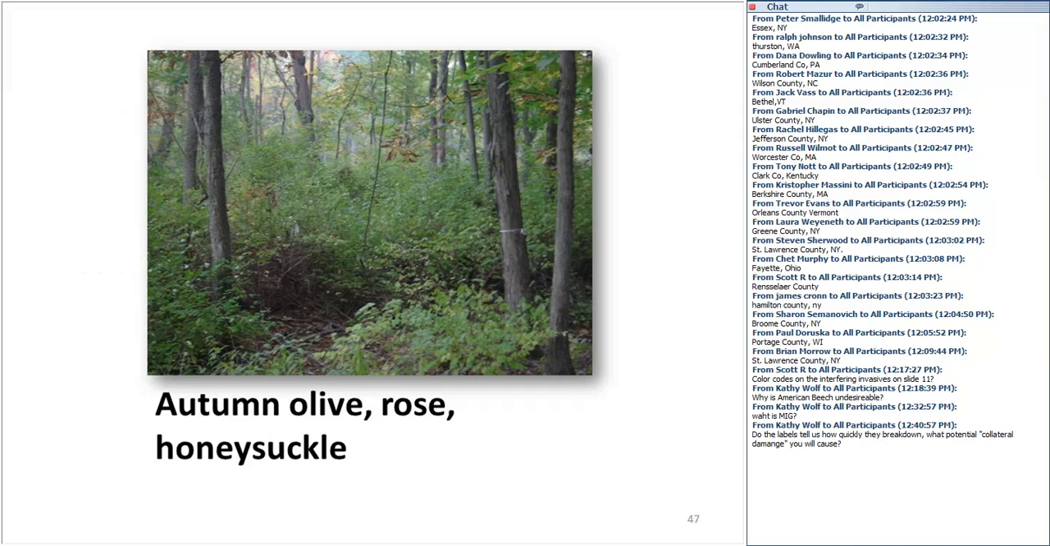So here we have an immature forest, woodlot. It's a hardwood area, some oak and some hickory, maybe a little bit of red maple. Average diameter is 10 or 12 inches. And there's a very solid understory of autumn olive, rose, and bush honeysuckle. What would you do?